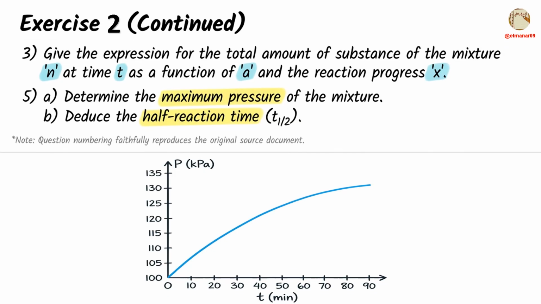Exercise 2, continued. 3. Give the expression for the total amount of substance of the mixture, N, at time t as a function of A and the reaction progress, X. 5. A. Determine the maximum pressure of the mixture. B. Deduce the half reaction time, T1/2. Note: question numbering faithfully reproduces the original source document.